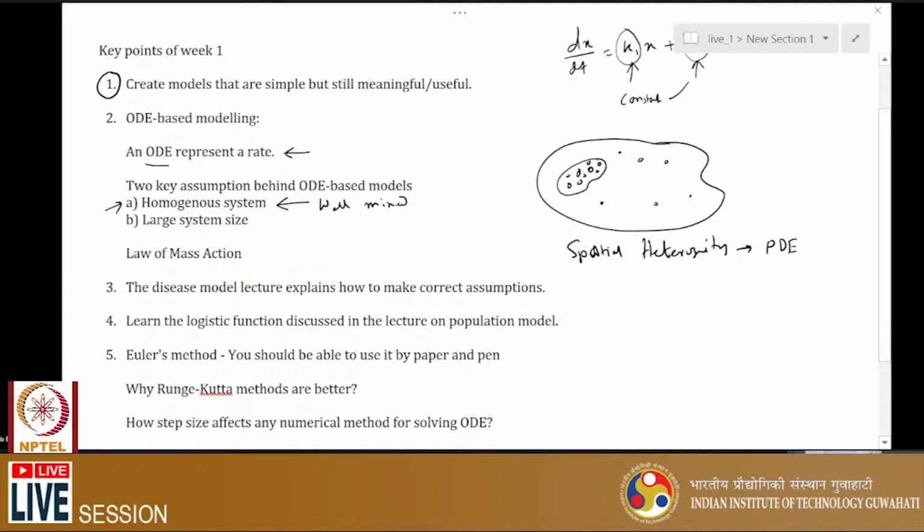The second point that we have to remember is that the system is very large, right? I have given a very good example in lecture 1 to explain why the system size has to be large. That means the number of molecules involved in the system, the number of people in your epidemic model, the number of animals in your ecological model, the number of cells in your model for an organ system, these numbers should be very large. If you have small numbers, what will happen? When the number is less, you get stochasticity or randomness.